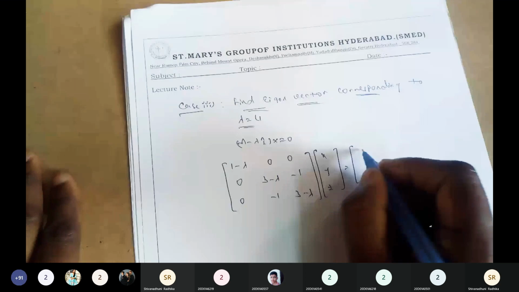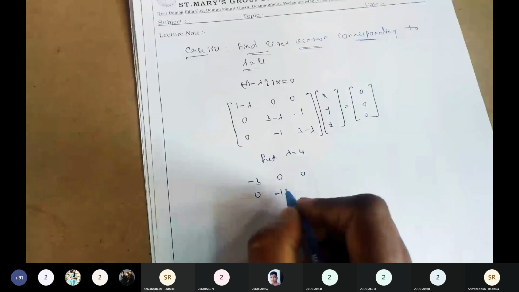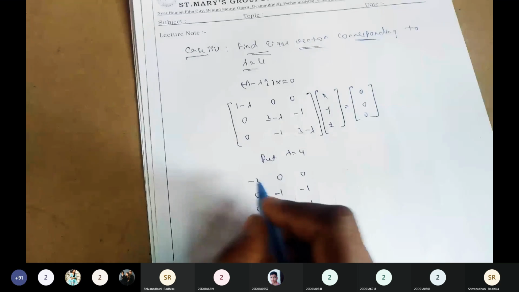Now we are going to substitute the lambda value here. What is the lambda value? Lambda equals 4 here. 1 minus 4, minus 3, 0, 0; 0, 3 minus 4, minus 1, and here minus 1; 0, minus 1, 3 minus 4, minus 1. Is it clear to all of you? Now into x, y, z, which equals zeros.